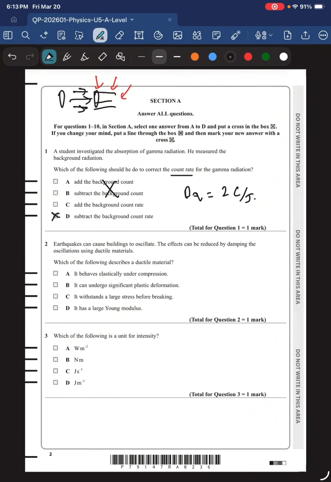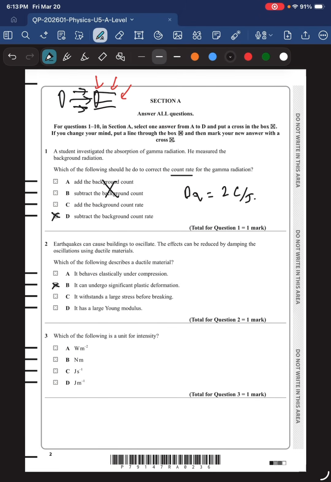Okay. Question 2. Earthquakes can cause buildings to oscillate. The effects can be reduced by damping the oscillations using ductile materials. Which of the following describes a ductile material? A, it behaves elastically under compression. No. B, it can undergo significant plastic deformation. This is it. This is the definition of a ductile material. C, it withstands a large stress before breaking. That can be brittle as well, so no. And D, it has a large Young modulus.